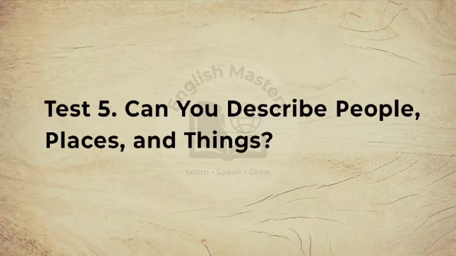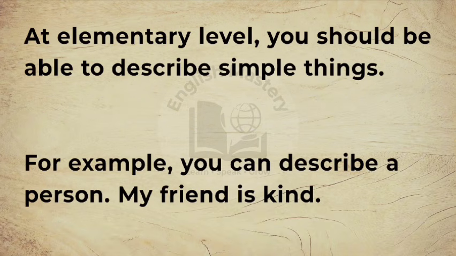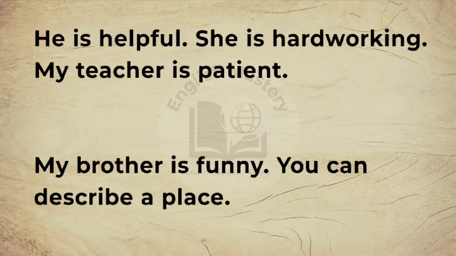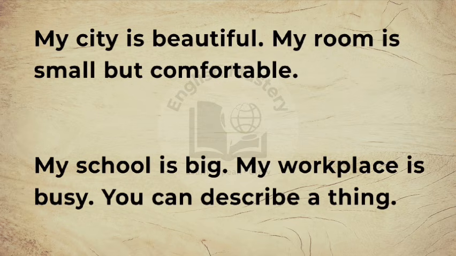Test 5. Can you describe people, places, and things? At elementary level, you should be able to describe simple things. For example, you can describe a person. My friend is kind. He is helpful. She is hardworking. My teacher is patient. My brother is funny. You can describe a place. My city is beautiful. My room is small but comfortable. My school is big. My workplace is busy.